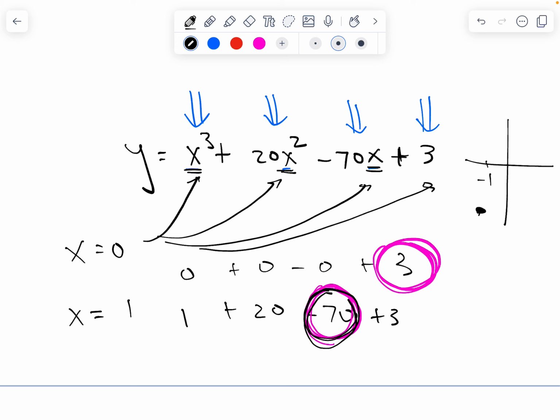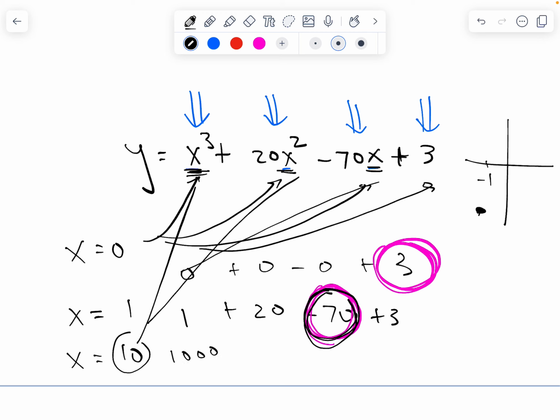Let's look at a couple others. Let's see what happens when x is equal to 10. When x is equal to 10, we're going to plug that 10 into all of these places. Now 10 to the third is going to be 1,000, so that's pretty powerful. 10 squared is 100 times 20, which is going to be 2,000. If we plug it in here, that's going to be minus 700, and then plus 3. So if you add up all those terms together, you end up with a really big positive, mainly due to the second term. The second term is the most powerful.